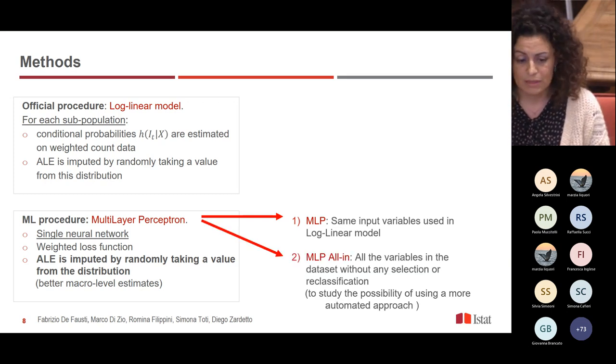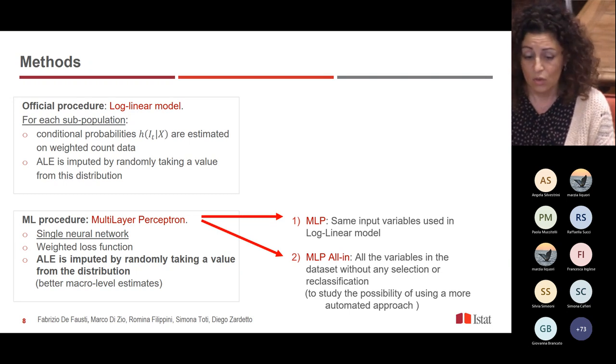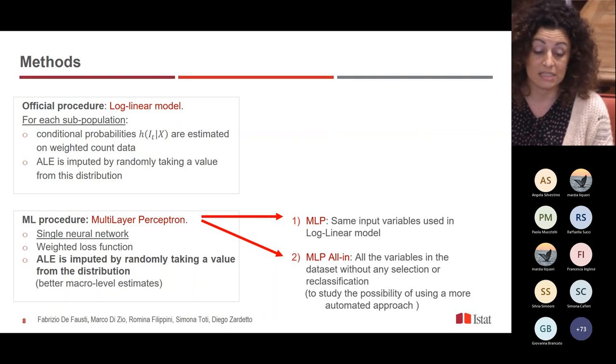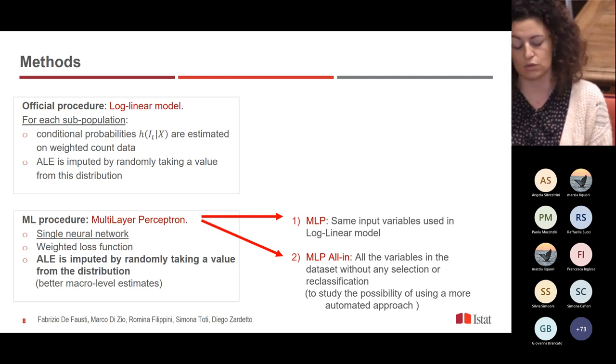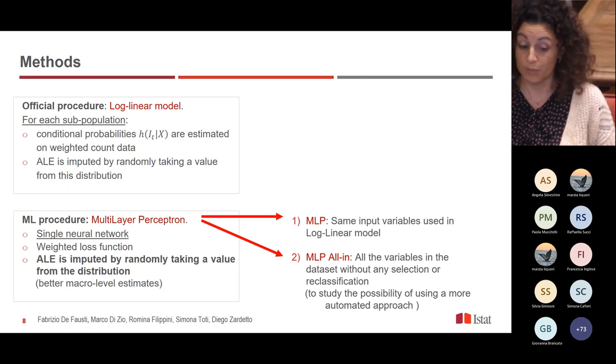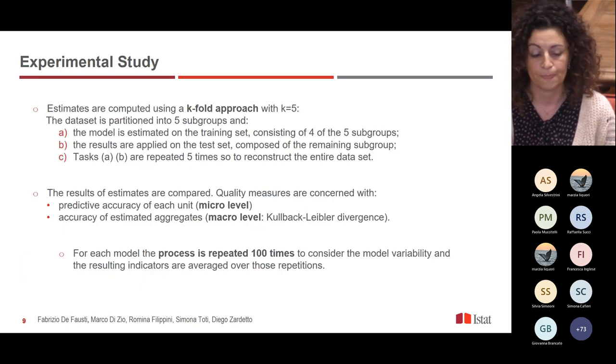In a second experimentation, which we refer to as MLP all-in, all the variables in the dataset are used as input in the MLP without any selection or reclassification. So in this case, we don't do any variable preprocessing. The aim of this second experimentation is to study the possibility of using a more automated approach.